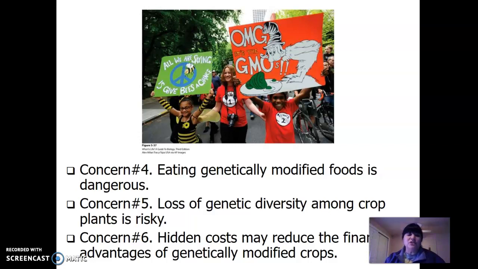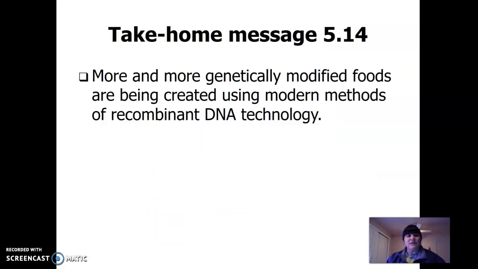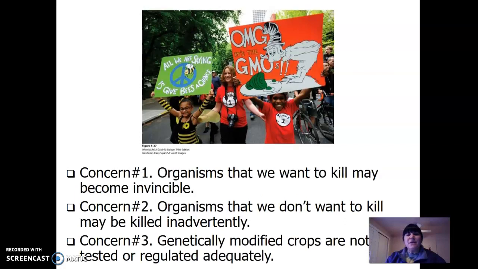Concern 5, loss of genetic diversity. Yes, we grow crops. Well, they're all the same. And so there's less genetic diversity. And this means nothing to you right now. But when we get into evolution, it should mean something. Concern 6, hidden costs may reduce financial advantages. So those are just some concerns, and they are legitimate concerns, I think.